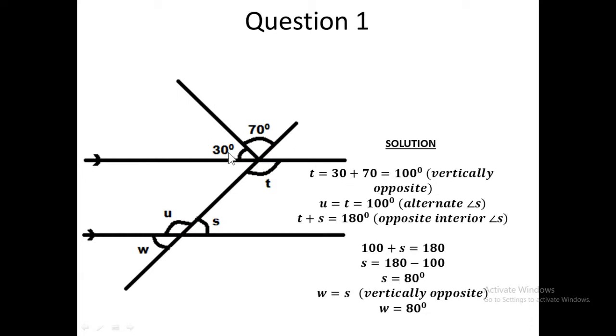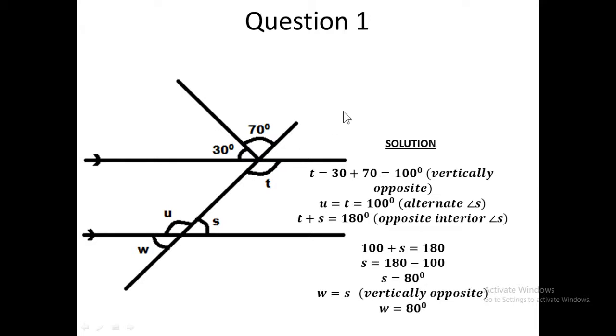Now we are given this angle here as 30 degrees, this angle as 70 degrees, and this angle here as T. You have to find angles T, U, S, and W. How can we do that? These are parallel lines, and this is a line of transversal that cuts across them. You can see that this angle 30 degrees plus 70 degrees has a relationship with this angle T. The addition of this angle plus this angle will give us 100 degrees. So the total angle from here to here is vertically opposite this angle T.